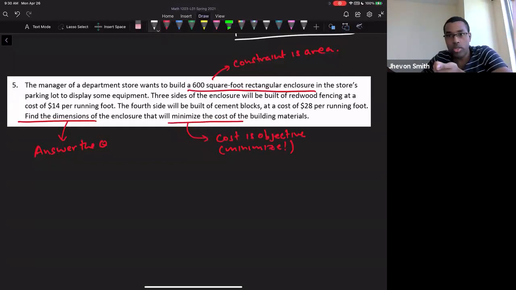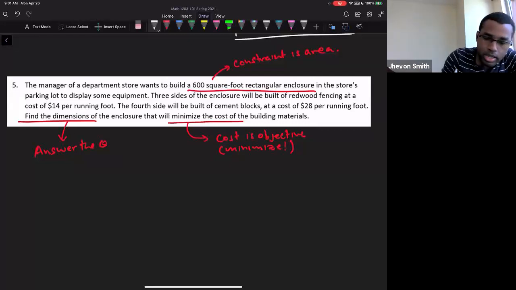Okay. So that's how you're going to read this. You're going to, of course, recognize it's not any of the other kinds of word problems, but once you figure out that it's an optimization, you automatically want to start setting up in your head what's going to be the objective, what's going to be the constraint, and what do I actually want to find. You need those in your head. In this case, area is going to be the constraint, cost is going to be the objective, and I want to find the right dimensions.